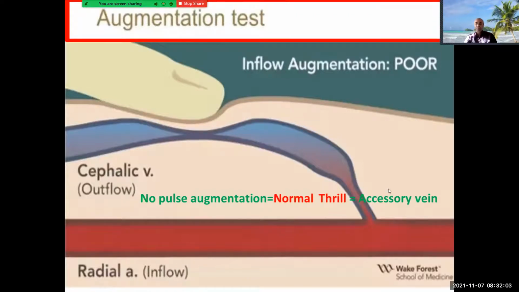it means we have accessory veins. This is the cephalic vein and this is the radial vein, and you are applying pressure distal to the fistula and you palpate here for pulse augmentation. No pulse augmentation and no thrill now means normal, no accessory vein. If there is no thrill and no pulse augmentation, it means inflow stenosis. If there is no pulse augmentation but the thrill is still here, you still palpate the thrill, that means you have accessory veins. So you will go to the next step after the augmentation test.